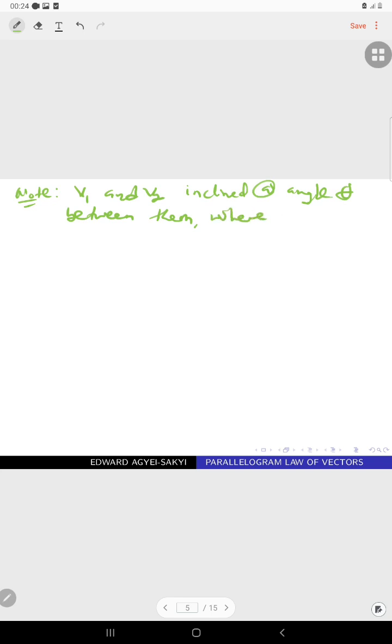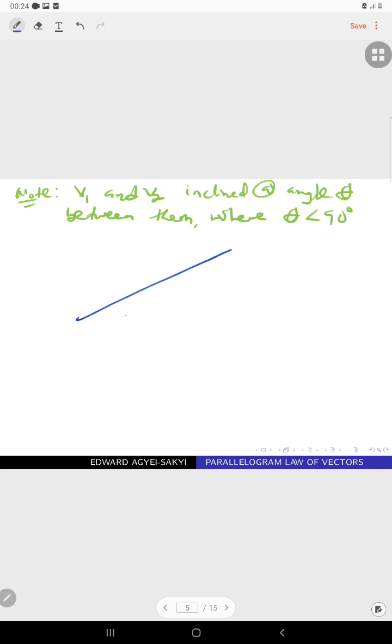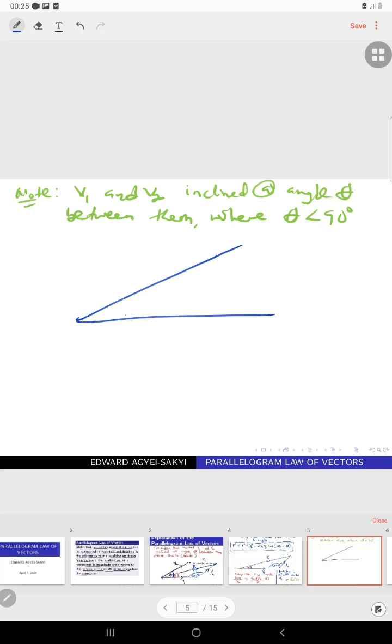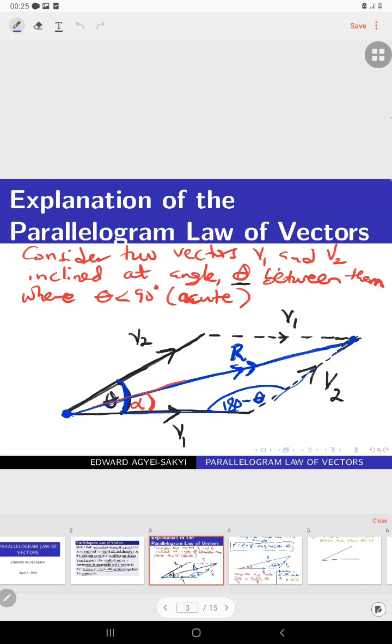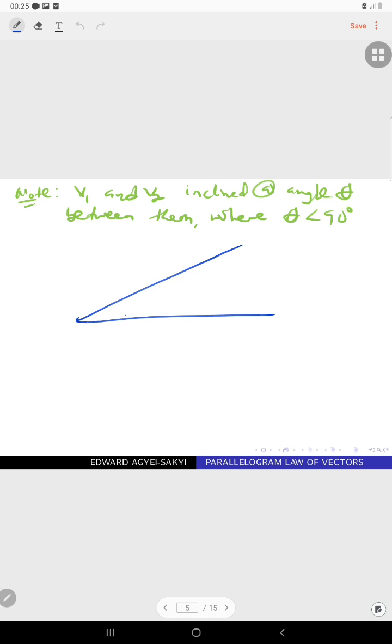Where theta is less than 90. We are still using that fact. But here, what I'm trying to do is this: the ones we've done so far, we were making it point away. The moment it points towards, let it point towards. If they are pointing towards, what do we do? Okay, theta.